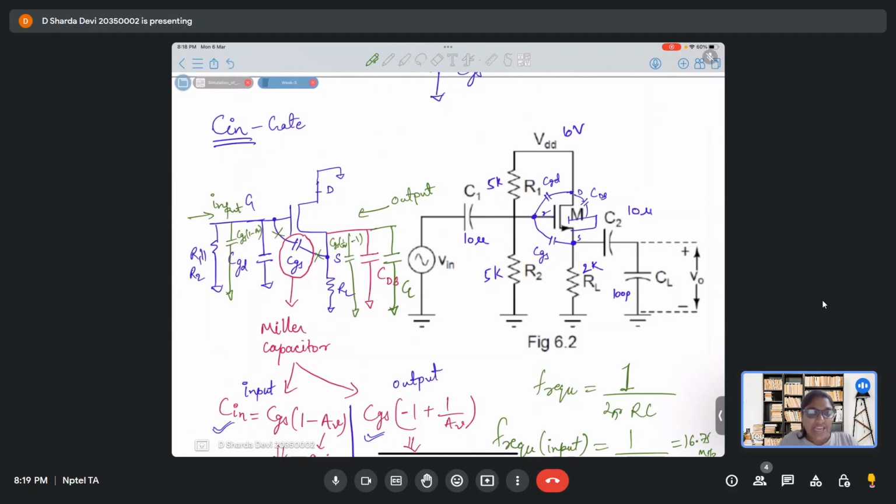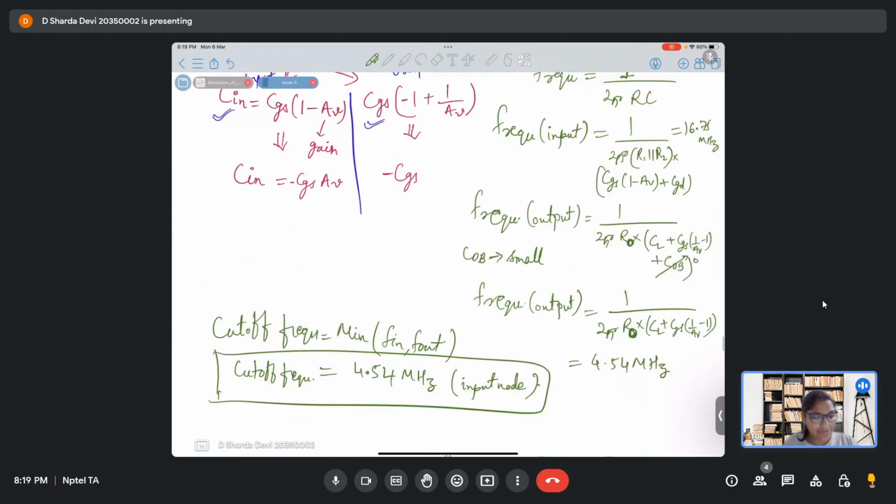So you can change the load, but you cannot change these internal bias circuits. R1, R2, C1, once you design them in the IC, they will be fixed like that. Now if you want to change your cutoff frequency, you can change it depending on your load. So yeah, that is another idea that you get out of here.